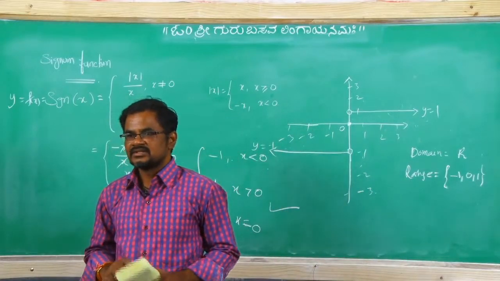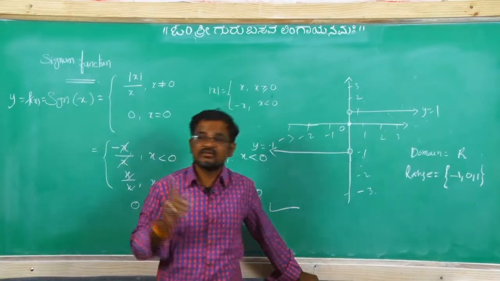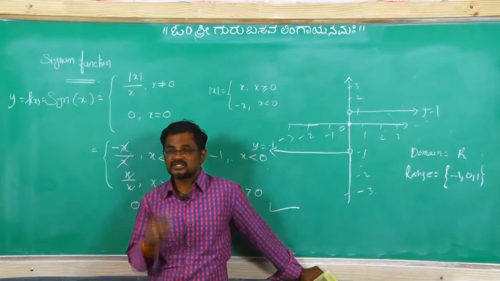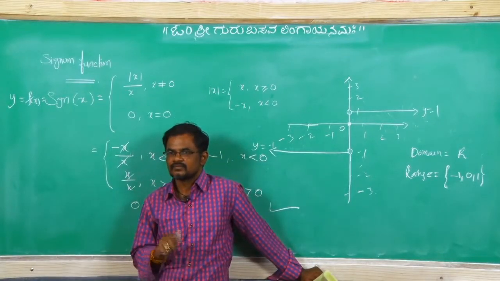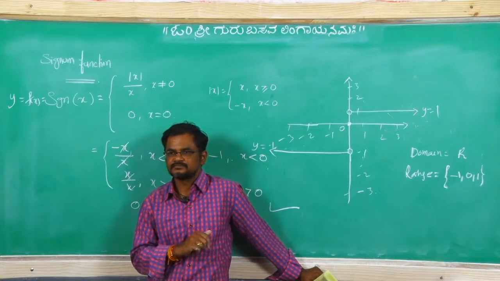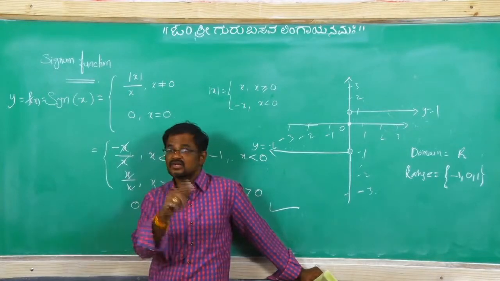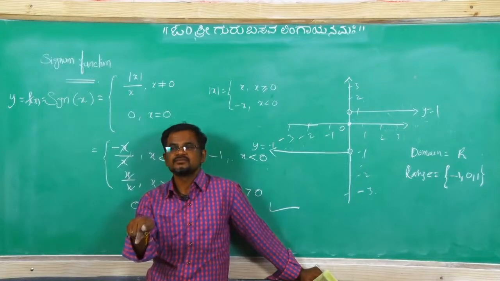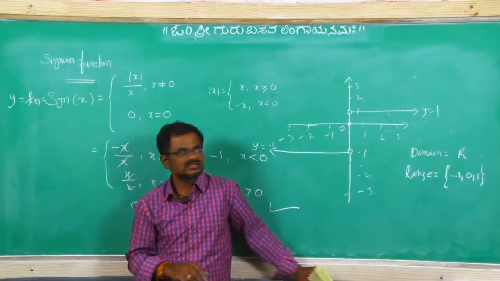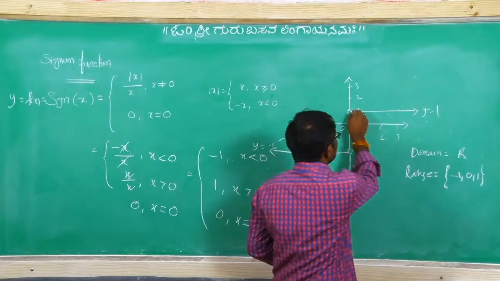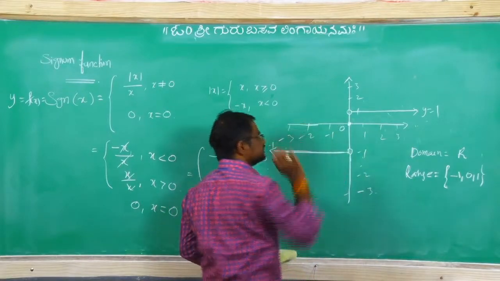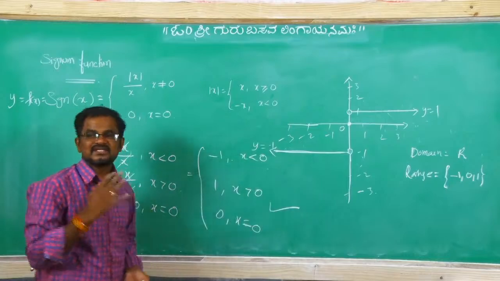Right? Suppose x equal to 1.5, the y value is 1. x equal to 10, 1. x equal to minus 1, minus 1 only. x equal to minus 10, minus 1. x equal to 0, 0. Like that. So this is the graph. This is y. Whenever x is positive, y equal to 1; negative, y equal to minus 1; and at 0, y is 0. Right? This is about the Signum function.